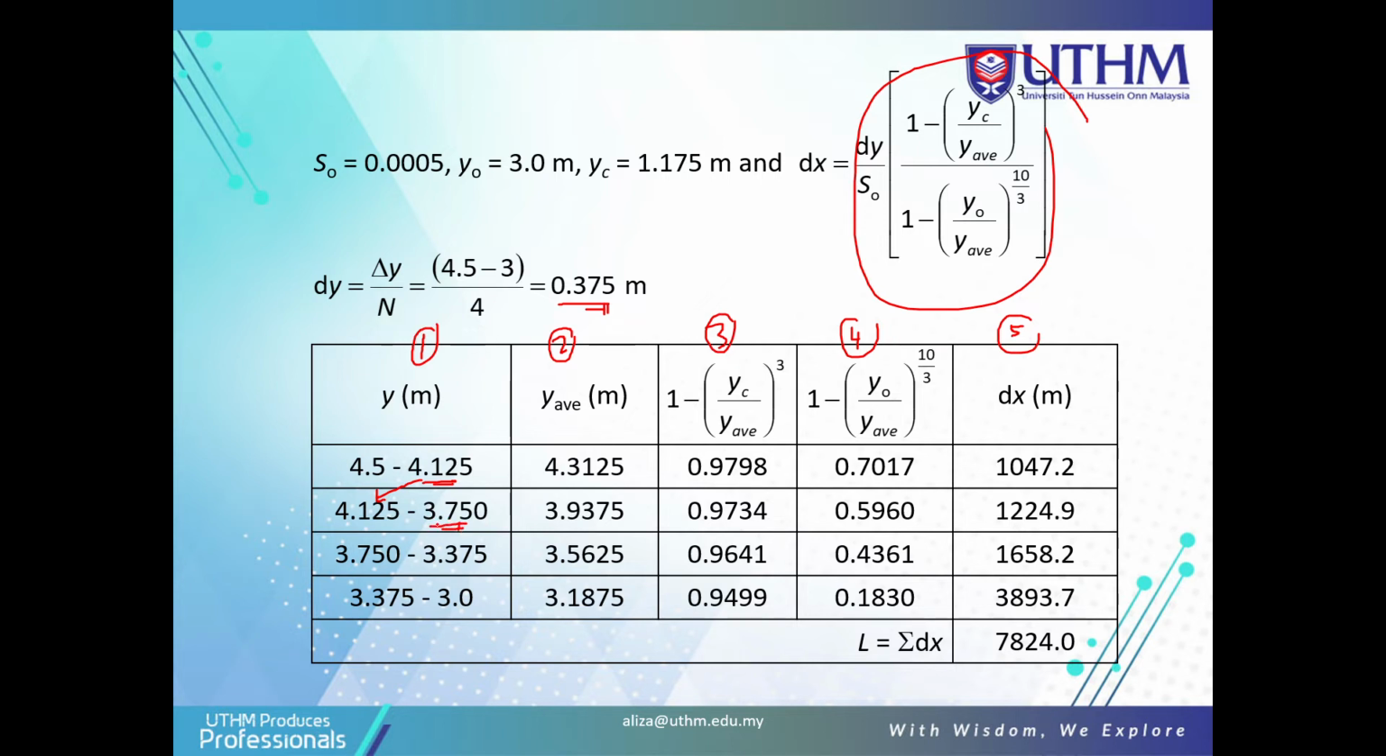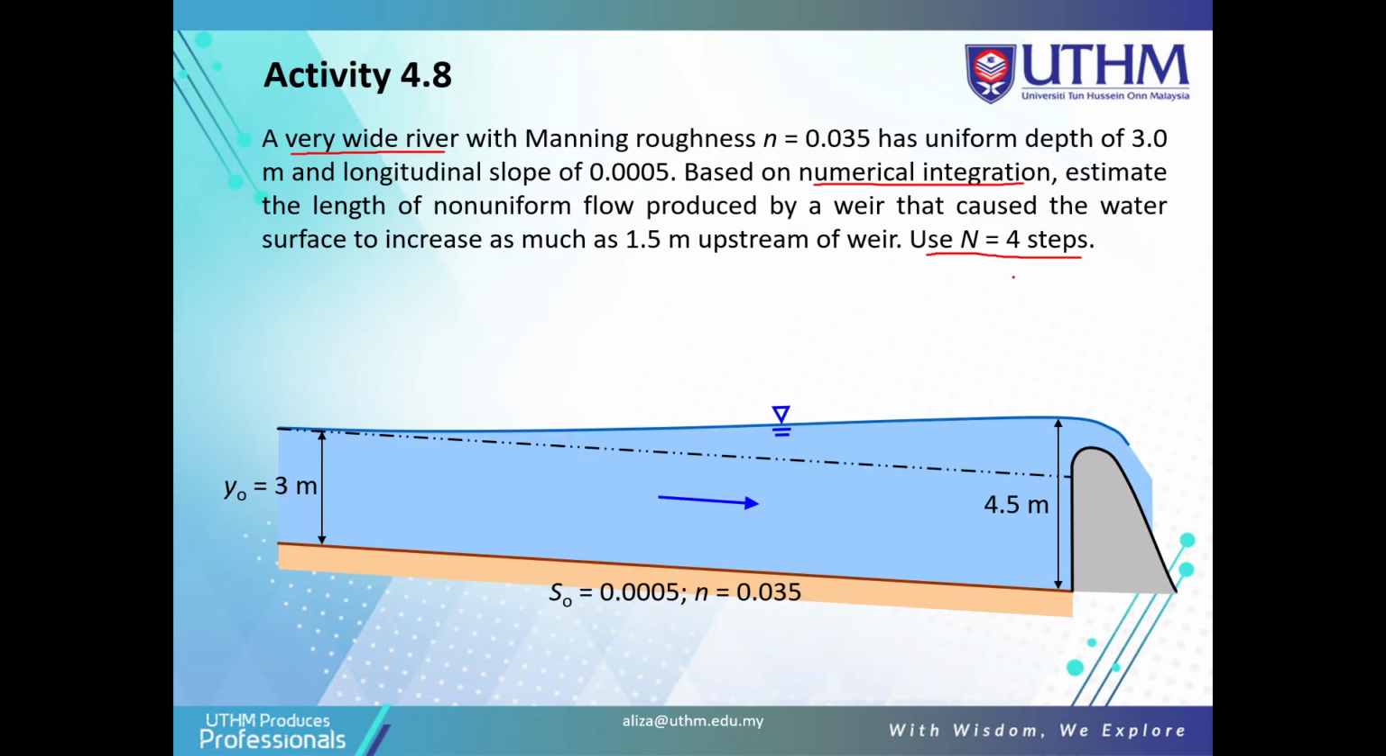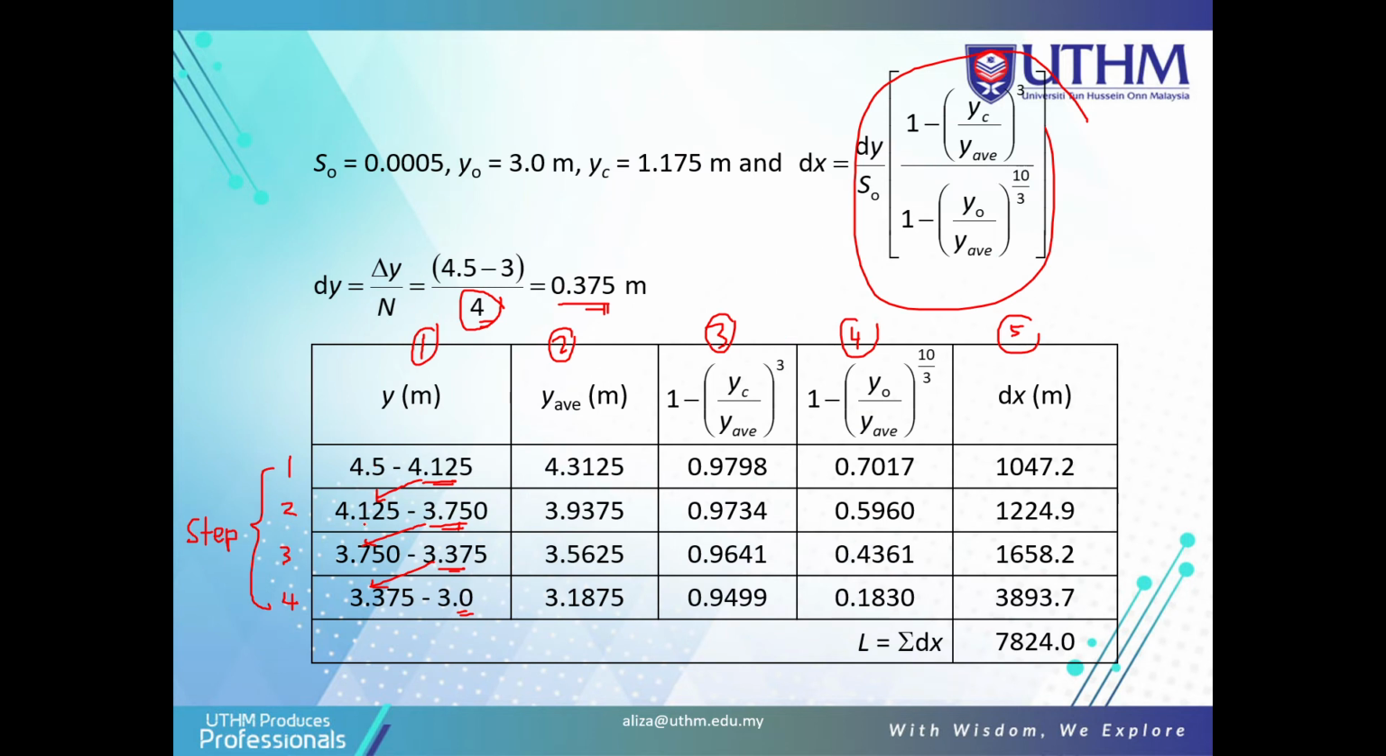Okay, and then 3.75 minus this 0.375 here, so you get this value, and put here minus this one, so you get the 3 here. Actually you get the 4 steps. This is 1, 2, 3, 4. So they have the 4 steps here. That's because n is the 4 steps, so we have the 4 steps here. We have the 4 rows here, so the rows are based on the 4 steps.